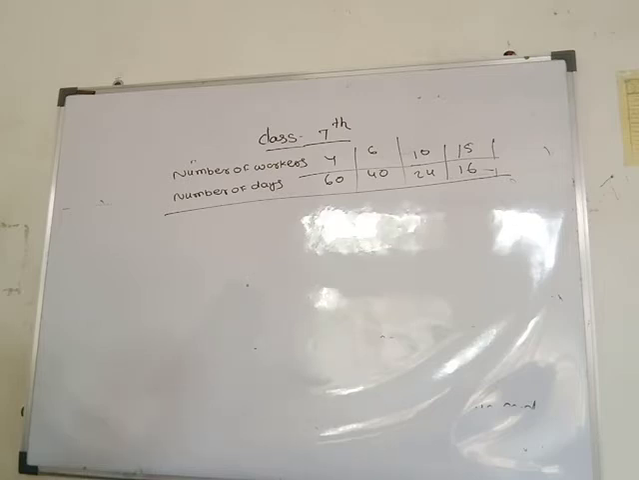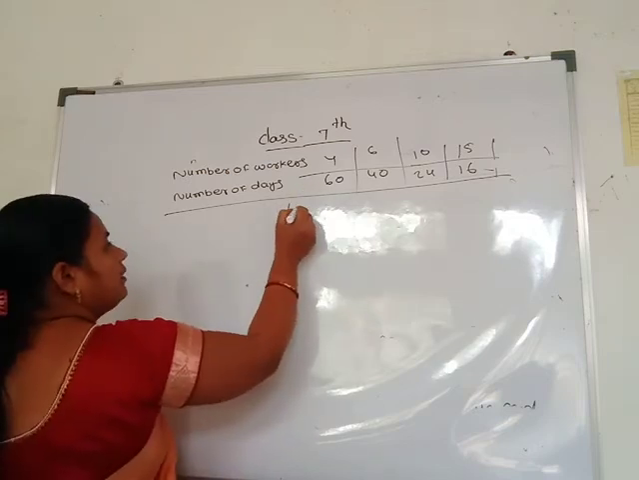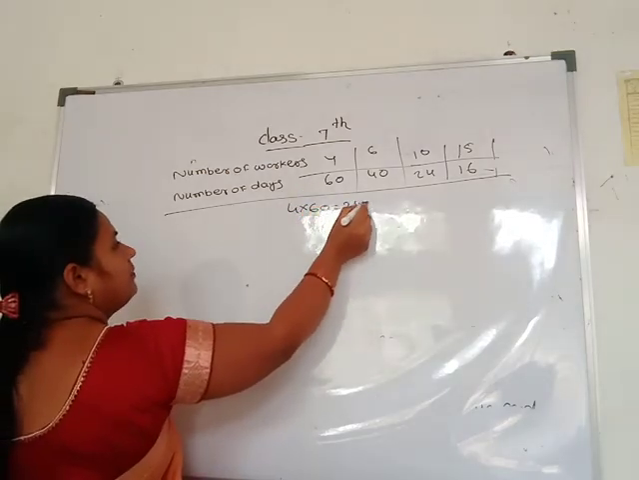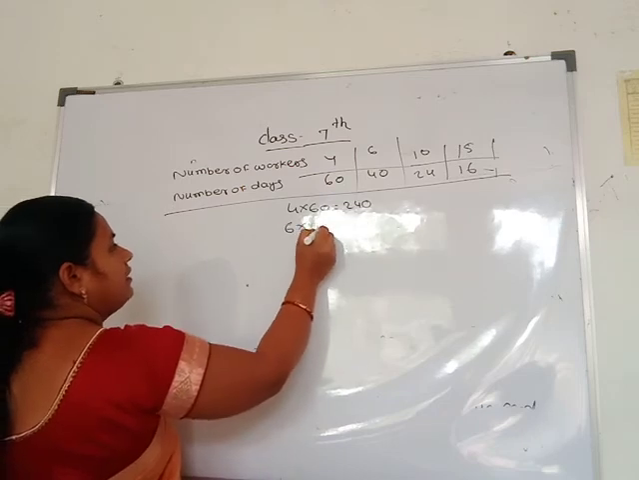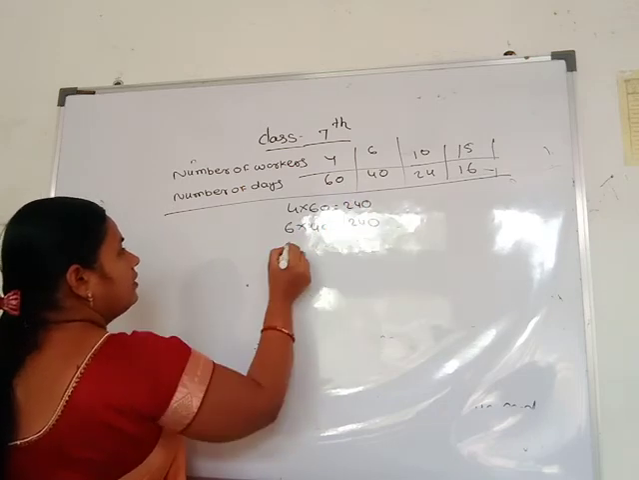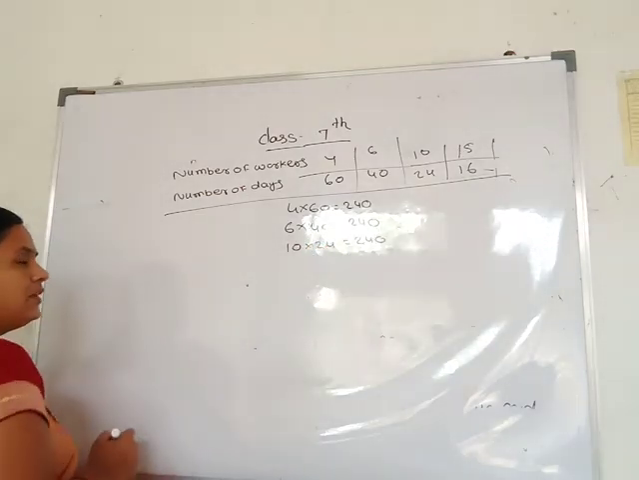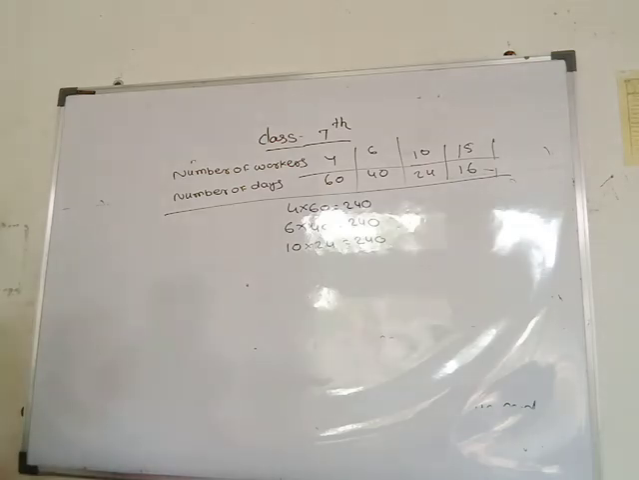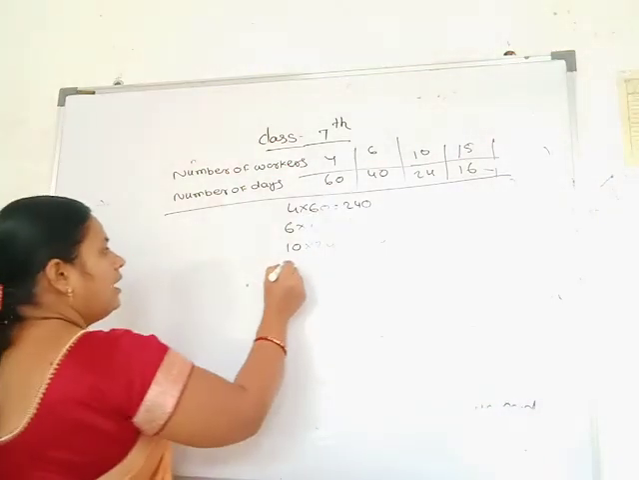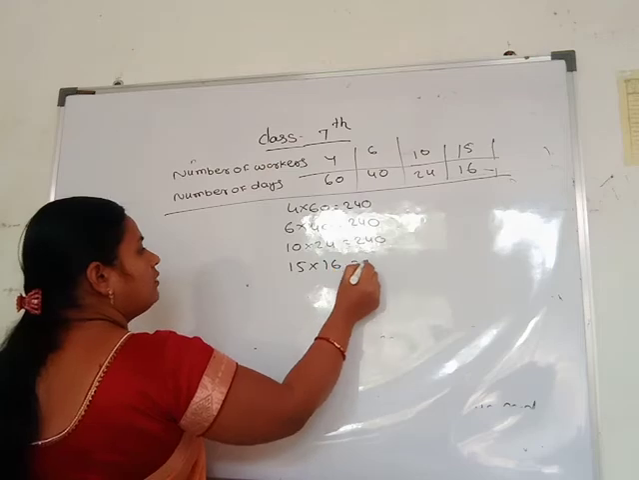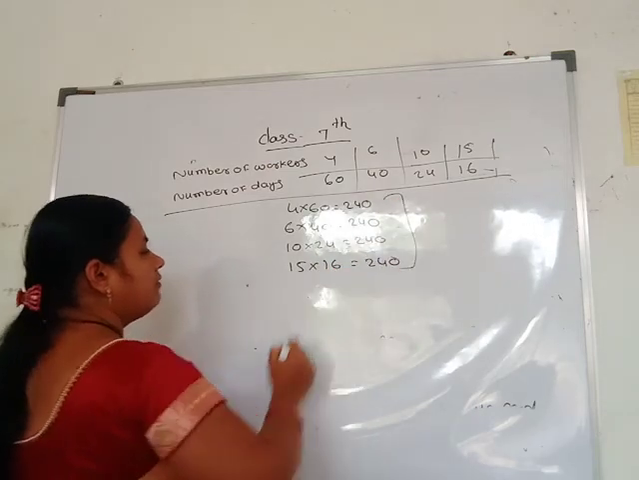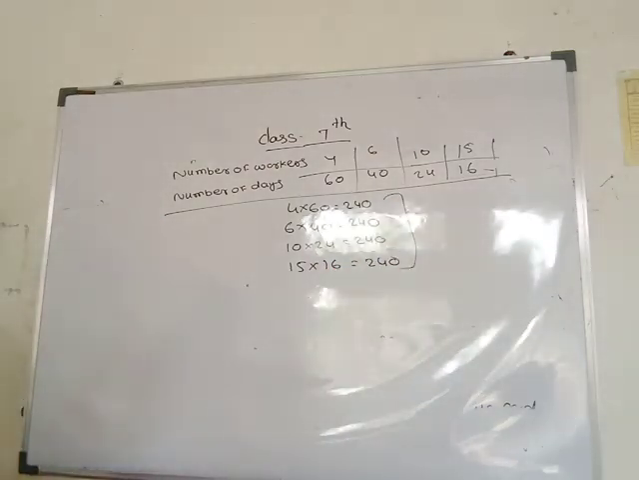Then product: the product of these two related quantities remains constant. See here, 4 into 60 is 240, 6 into 40 is 240, 10 into 24 is 240, and 15 into 16 is also 240. This means the product of these two related quantities remains constant.